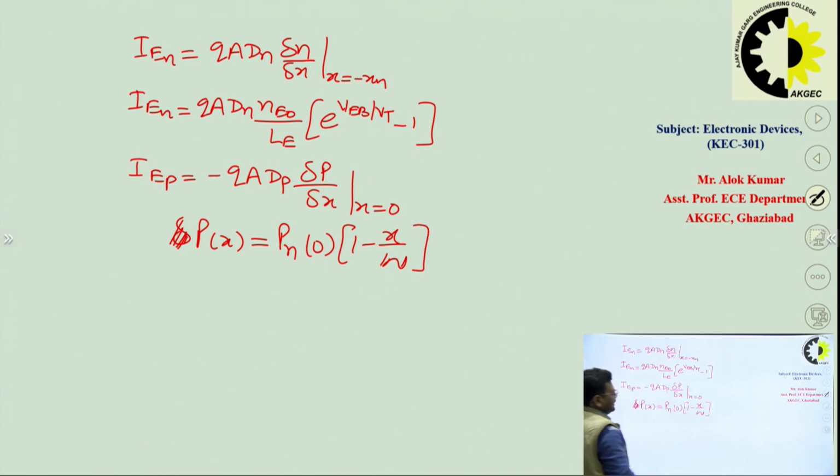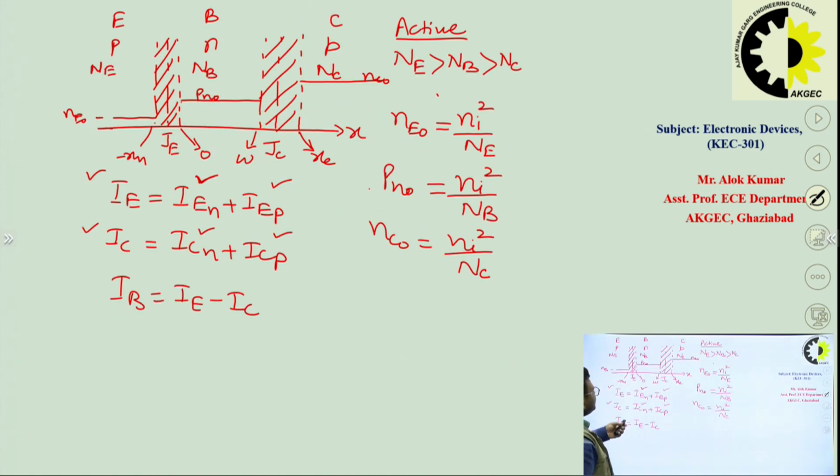Why are we taking this? Because if we see the minority carrier distribution in this, then the electrons are moving from N to P side, because we have taken a PNP transistor and this junction is in forward bias. So holes will move from P to N and electrons will move from N to P, and when electrons are moving from N to P, these electrons are becoming the minority carrier in the P side.